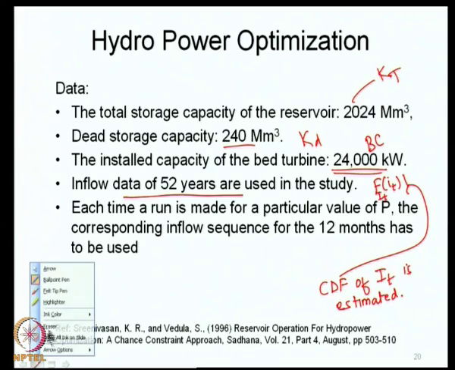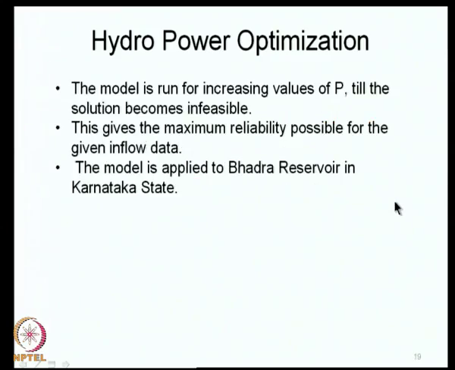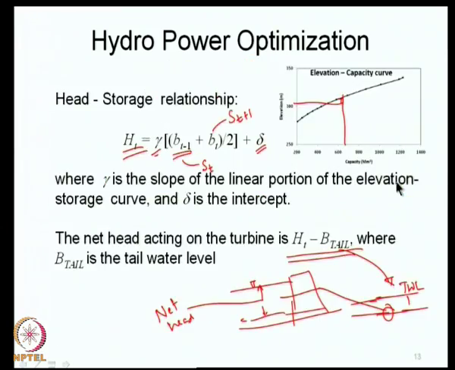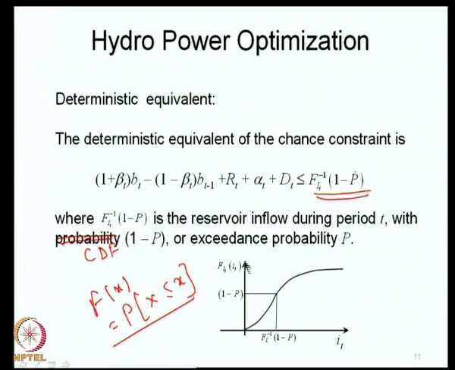That is what we are saying here. This part you understand correctly, especially this is important for the new students who are not used to the concept of reliability and the associated flows here. We specify the value of P, which is the reliability of meeting the irrigation demands. Corresponding to this 1 minus P, you will get the inflow here, and this is for time period T. Similarly, for different time periods, you will get different inflow values associated with this 1 minus P value.